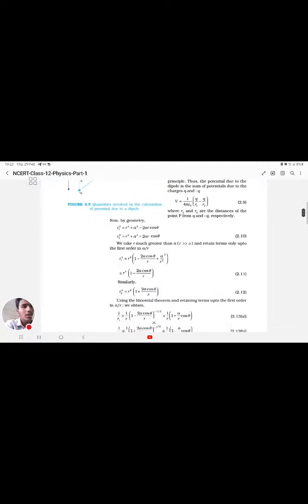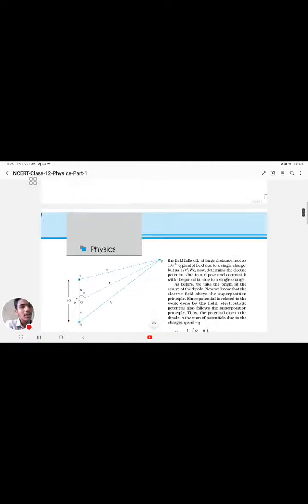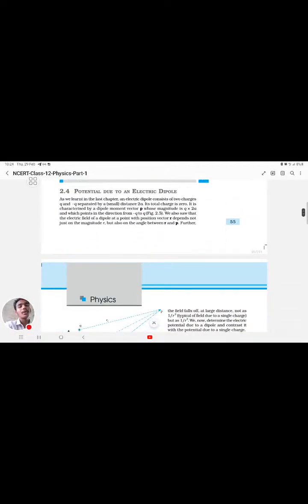So basically we are talking about the angle dependence of the electric field, the angle between the r vector and the dipole moment vector. Further, the field falls off at large distance not as 1 by r square, which is typical for the field due to a single charge, but as 1 by r cube, which means that it is going to fall off faster.